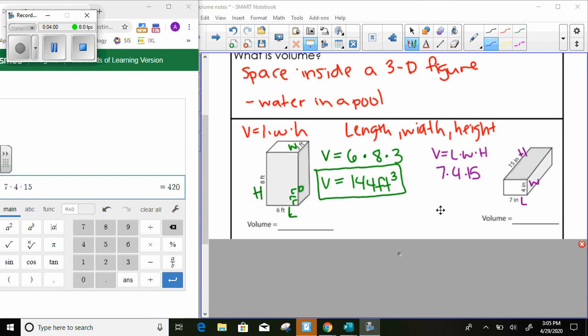Hopefully when you did your calculations, you multiplied 7 times 4 times 15, and you get that the total volume of this rectangular prism is 420, and our unit that we have here is inches, and it's going to be inches to the power of 3, or inches cubed. That is our total volume for our second rectangular prism.